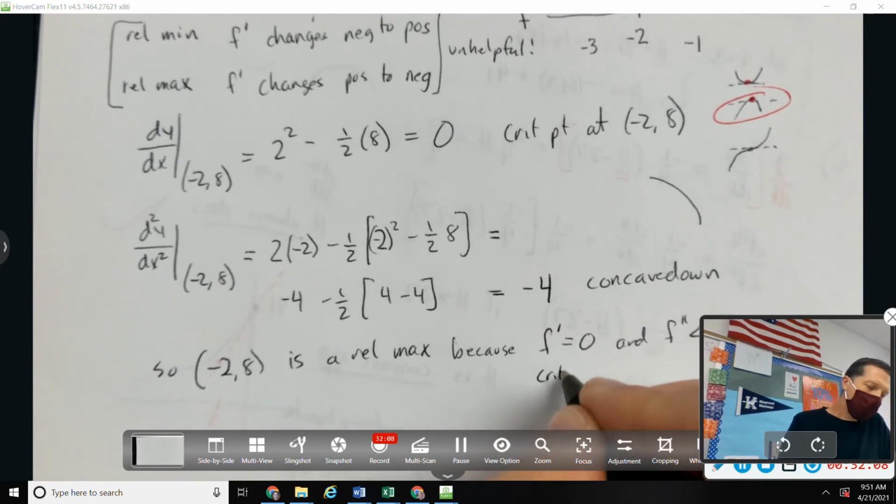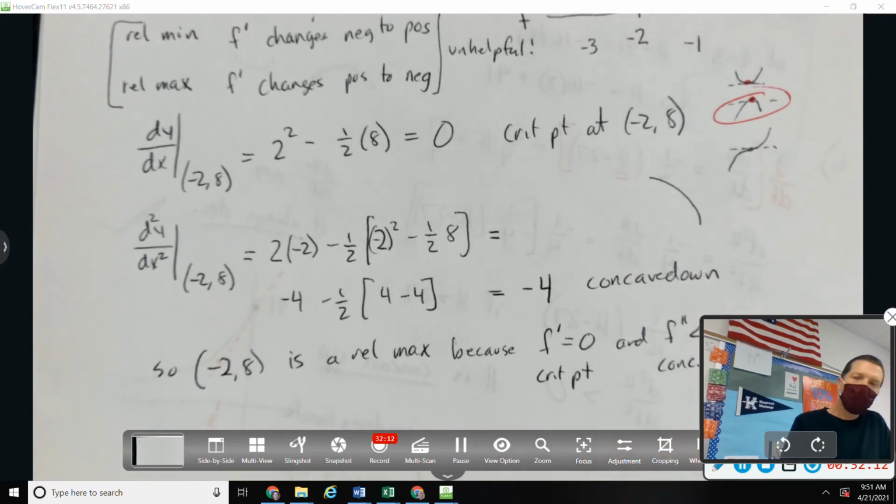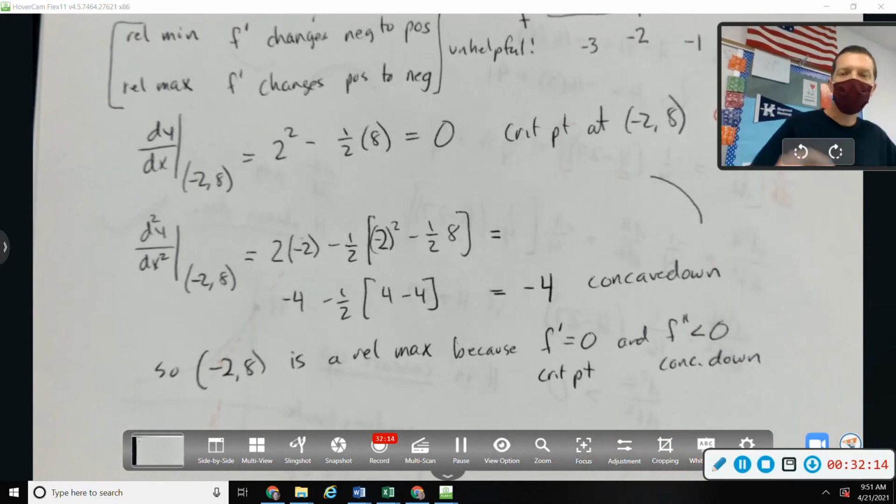Or critical point and concave down. So like really emphasize that you know what you're talking about there. So that's called the second derivative test, but you don't have to say it's the second derivative test. You just need to walk through your reasoning. It was flat, but concave down, so it had to be a relative max.